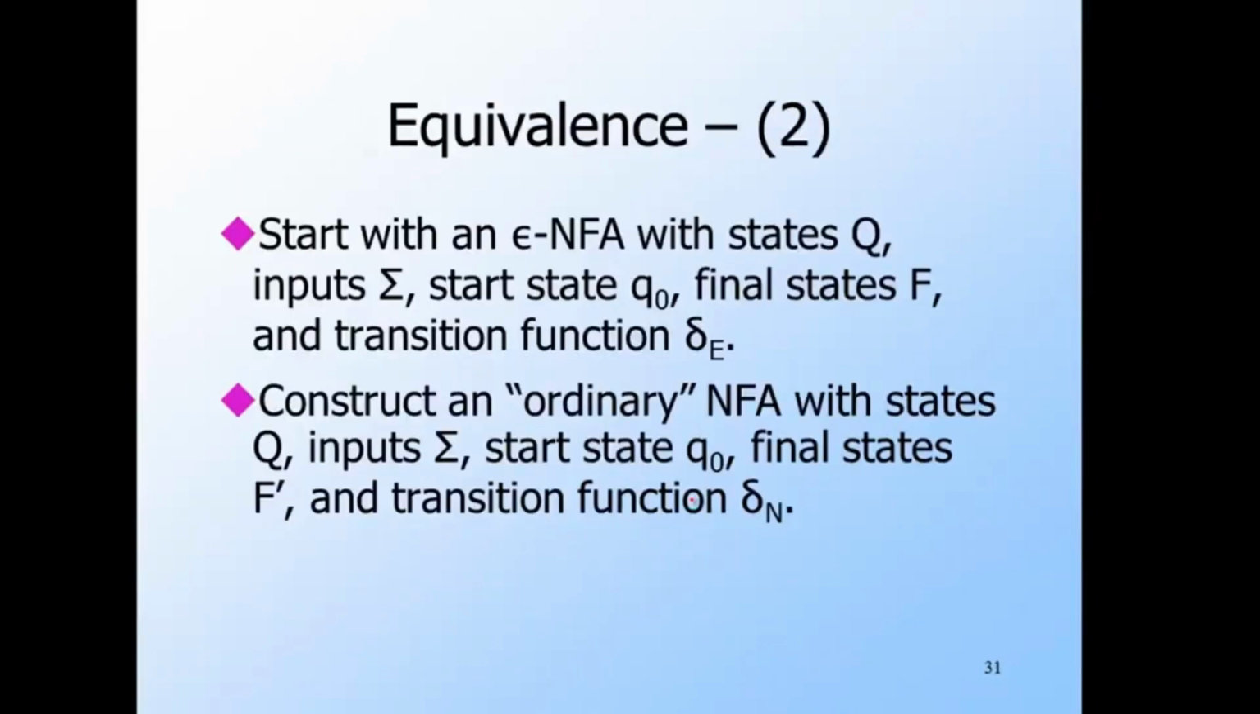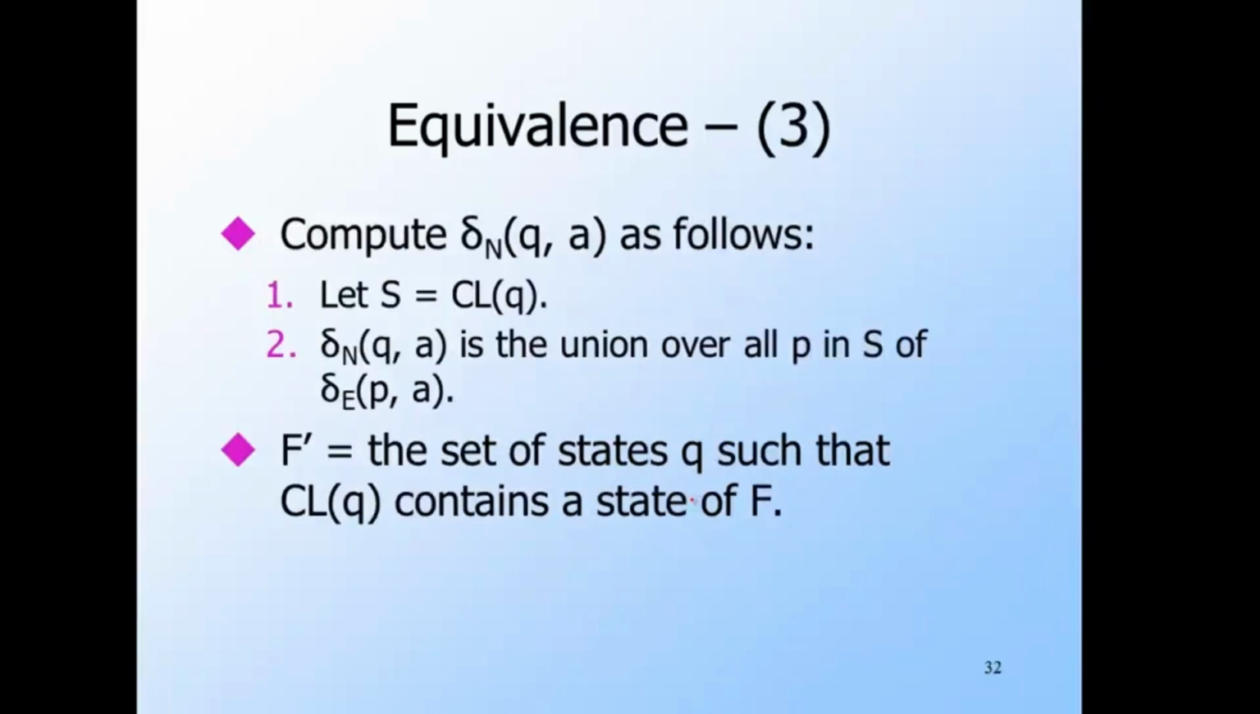We're going to start with an epsilon NFA that has the usual components, Q for states, sigma for inputs, and so on, but we'll use delta E for its transition function. Okay, and we're going to construct an ordinary NFA with the same set of states, same input symbols, same start state, a different set of final states, perhaps F prime, and its transition function will be called delta N. Okay, now, the way we compute delta N of Q and A is as follows. We're going to start in state Q. We're going to close Q, that is by following epsilon paths, to get to some set of states S.